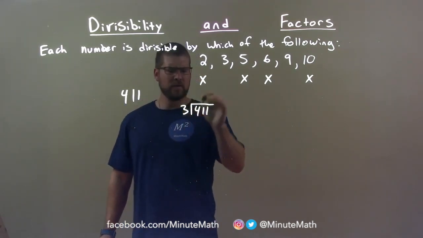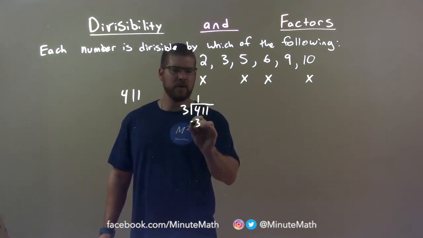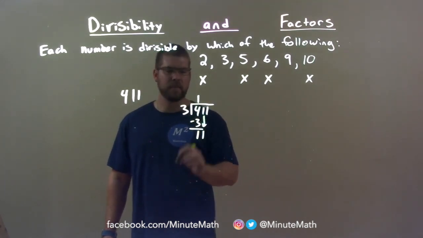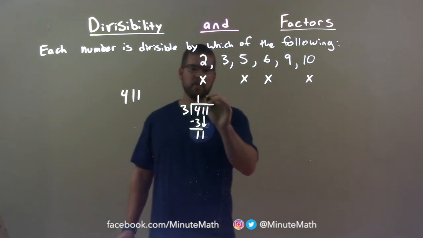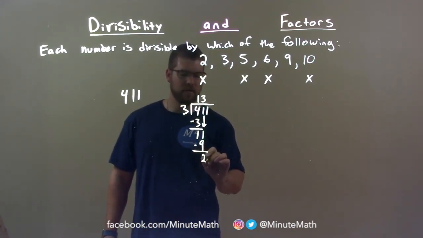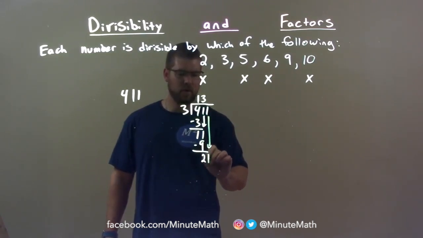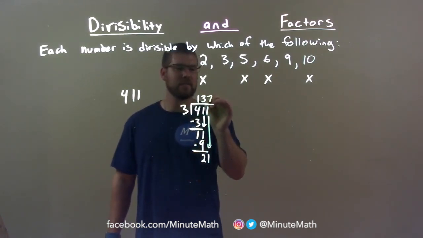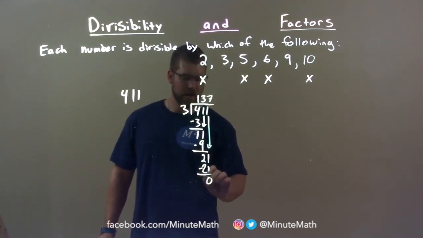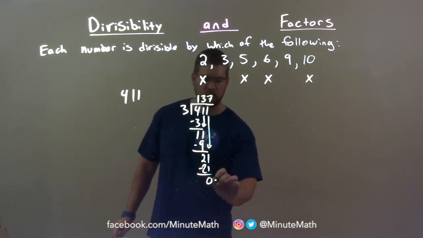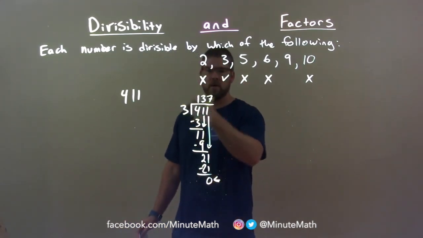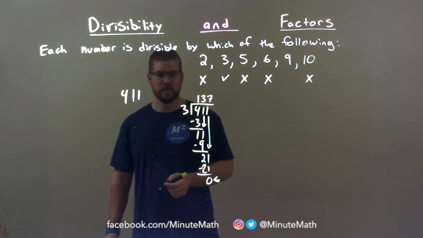Well, 3 goes into 4 one time. 1 times 3 is 3. Subtract the 2. 4 minus 3 is 1. Bring down the 1. Does 3 go into 11? Well, 3 times 3 is 9. Subtract the 2, and we get a 2. Bring down the last 1. 3 goes into 21 7 times. 7 times 3 is 21. Subtract the 2, we got a 0. Okay? Remainder of 0 tells us that, yes, 3 goes into 411 evenly, right?